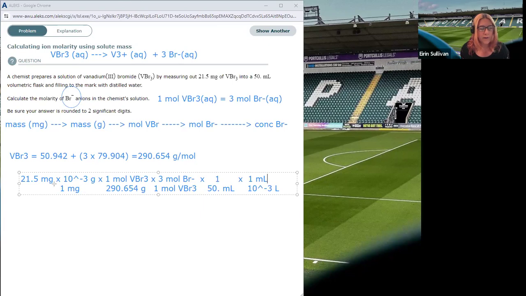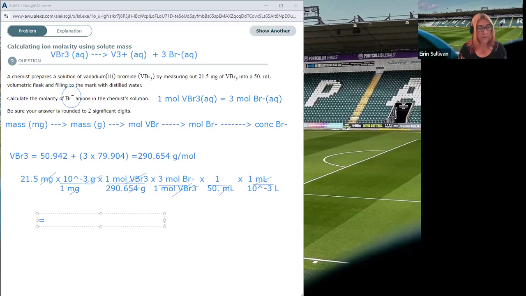There we go. Right, so the units cancel. Moles of vanadium 3 bromide cancel. That's why it's always important to write moles of what. Okay, and then my milliliters cancel, giving me units of moles per liter, which is the concentration of the bromide ion.